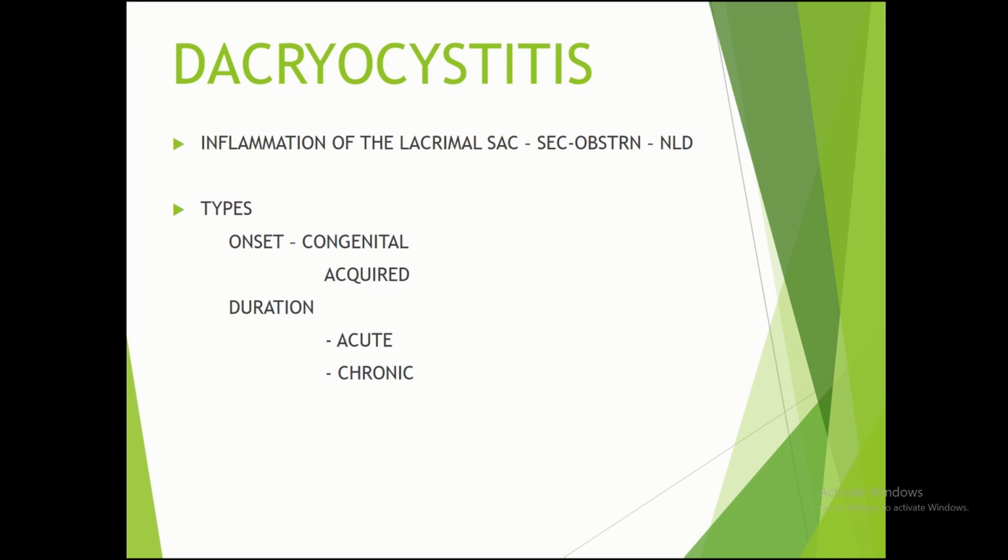And what are the types? The types can be based either on onset or on duration. Onset, it can be congenital or acquired, and duration, it can be acute or chronic.